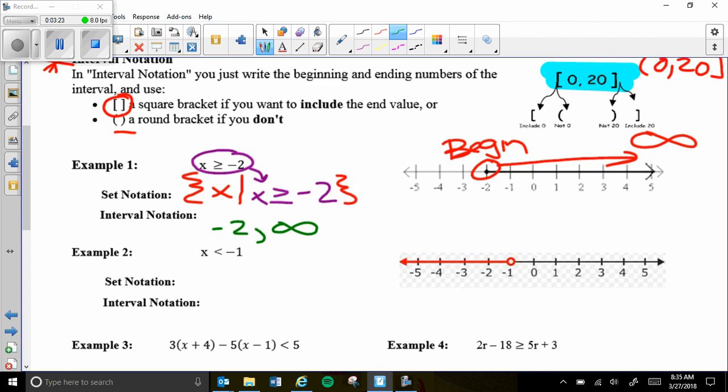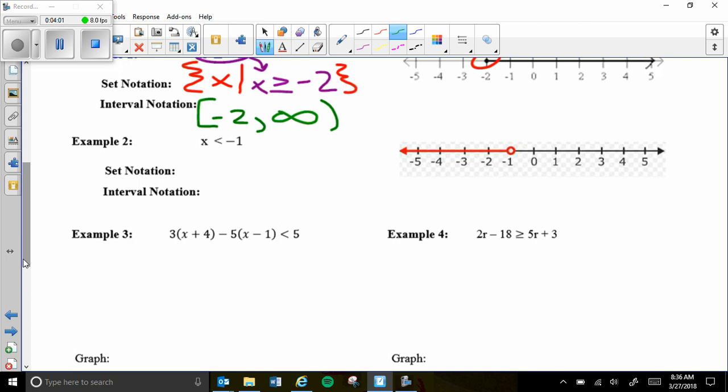Then we have to talk about what goes around these numbers, brackets or parentheses. Because there's a closed circle on -2, it means it's included, and we write a bracket around it. Now with infinity, can we put a point on infinity? No. Infinity is just all the numbers that are, in this case, greater than -2. So we put a parentheses around there. If you have questions about example 1, please pause your video before moving on to example 2.